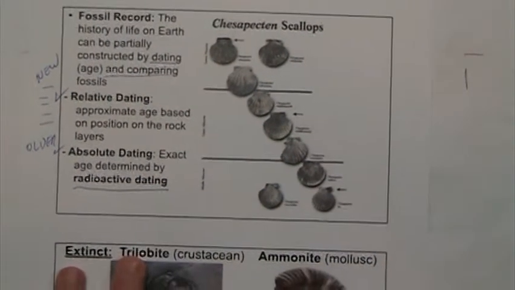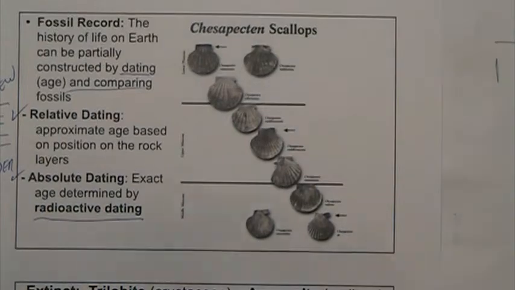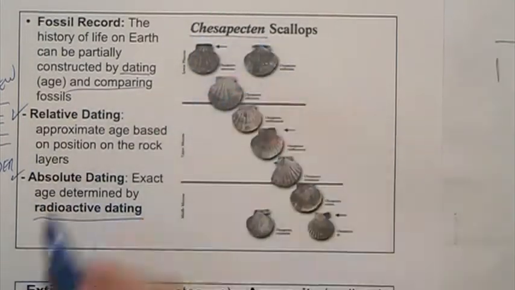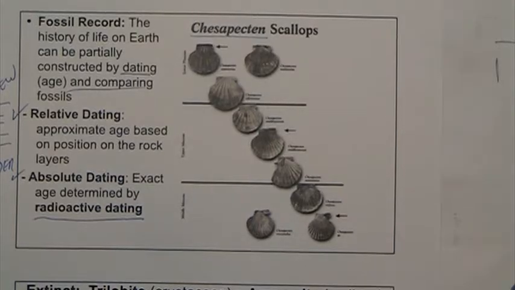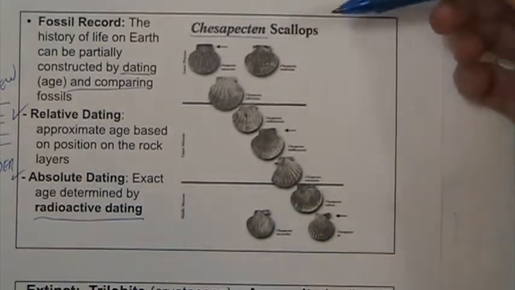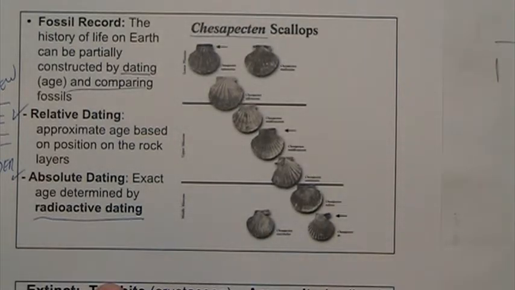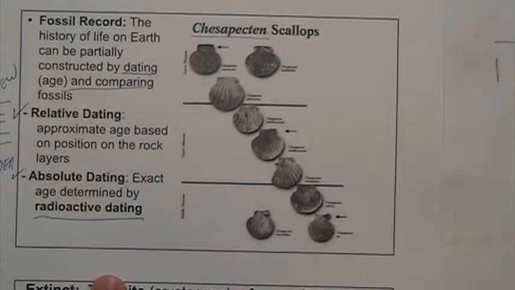And I challenge you to do this with these scallops. This is the genus Chesapecten, and you know our scientific names. If not, we're going to learn it in the next unit. This is the genus Chesapecten. They are scallops, like the ones we eat. This is their shell. They are mollusks. And these are actually fossils from the Chesapeake Bay. These are scallops that we had here.